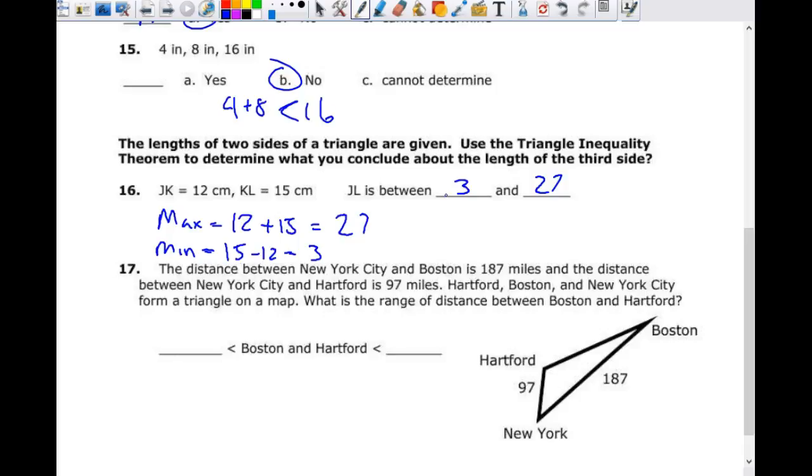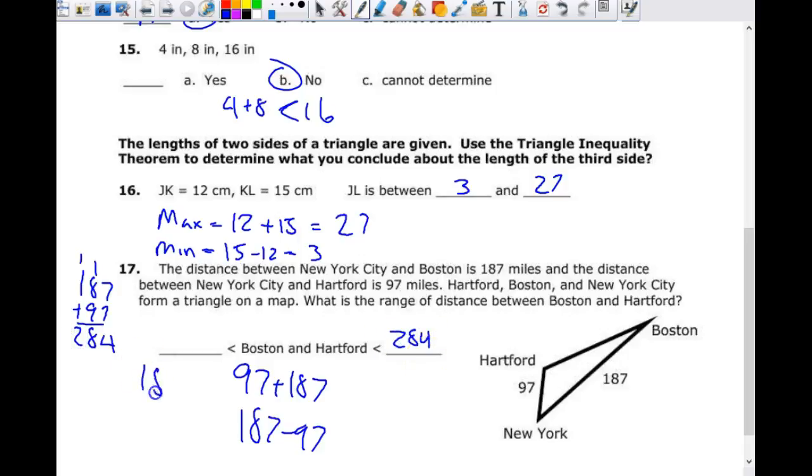This is the exact same problem. It just looks like it's extra, right? Find the maximum range. It can be from Hartford to Boston. It is going to be 97 plus 187. To find the minimum range, it's going to be 187 minus 97. Let's see. 187 plus 97 is going to be 4, that's going to be 19, or 18, sorry. So 284 is the maximum.